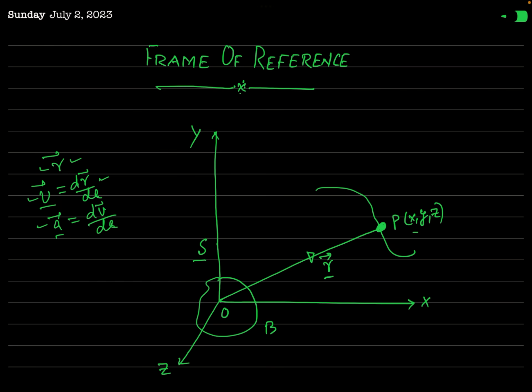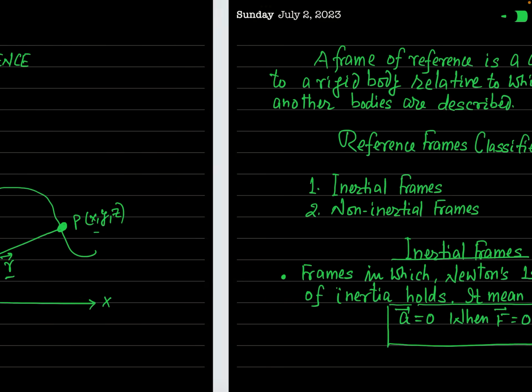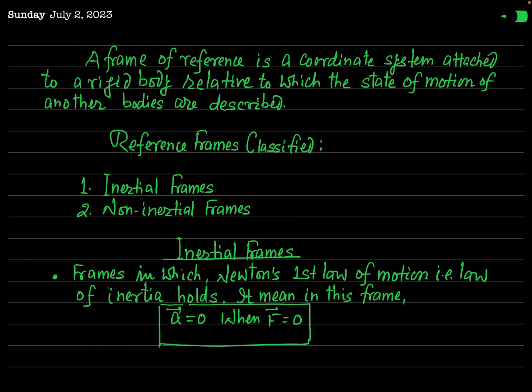Now actually this reference frame is of two types. The first one is called inertial frame and the other is called non-inertial frame. We will discuss in detail what these inertial frames and non-inertial frames are. This name inertial frame has been drawn from Newton's first law of motion, which is also called the law of inertia. Since the first law of motion is called the law of inertia, this frame is called inertial frame. Why is it called inertial frame?